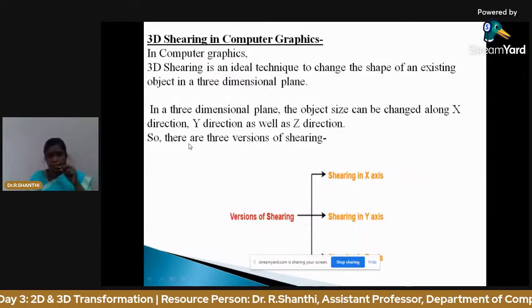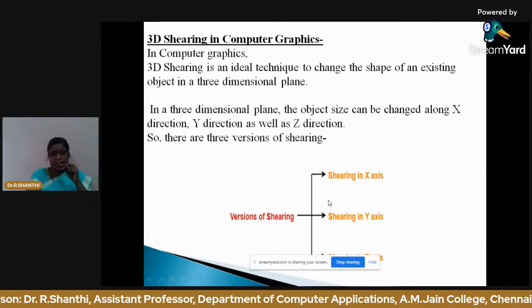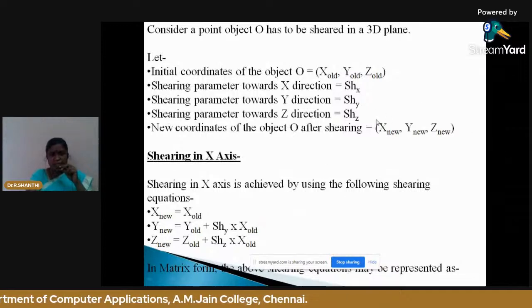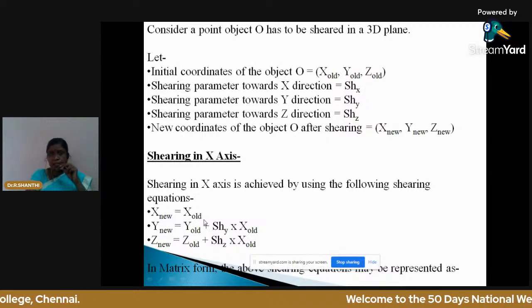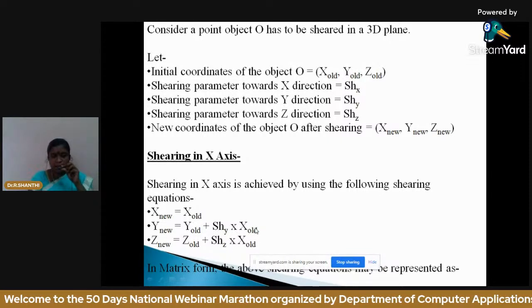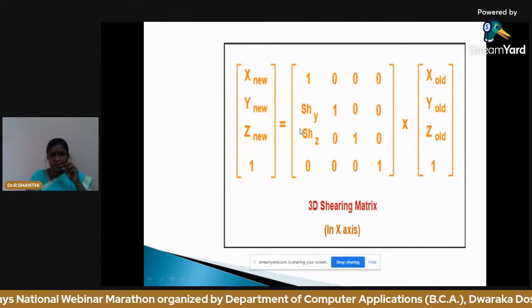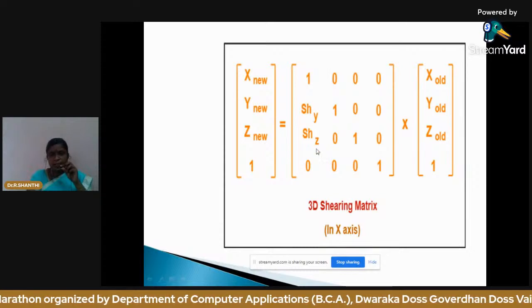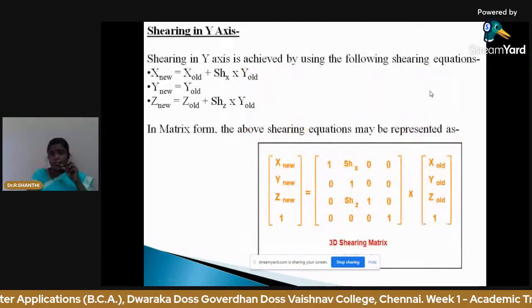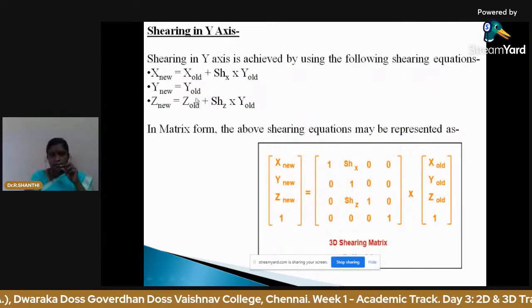Next, we go for shearing in computer graphics. There are 3 versions: x-axis, y-axis, and z-axis. In each shearing, we are just going to add. Suppose I shear for the x-axis, this is the same concept we applied in 2D shearing. The x will not be disturbed, you will get the same value. Only the y and the z values will be disturbed. Y and z you have added, and then you are multiplying with the x old and y old. In y-axis shearing, the y value will not get disturbed.